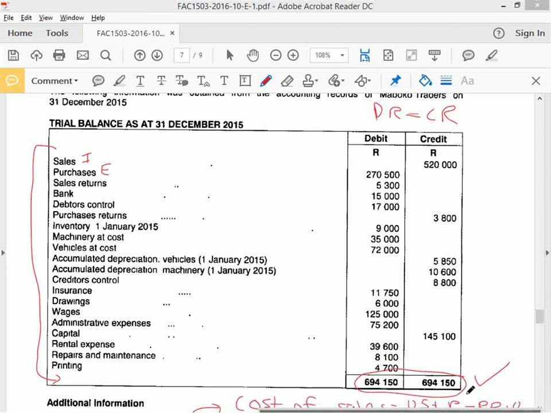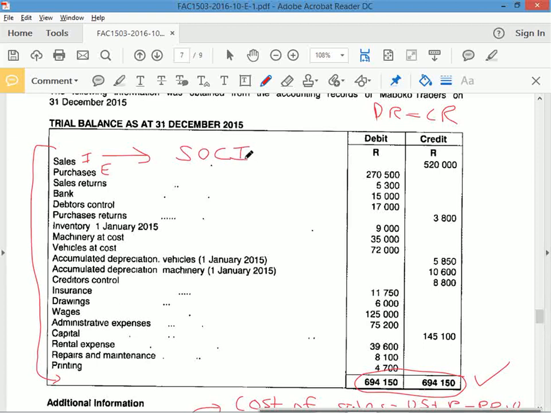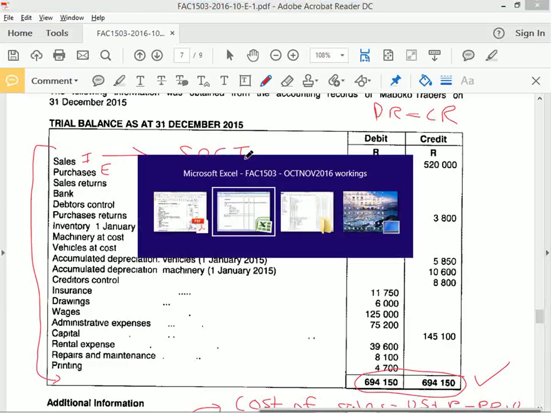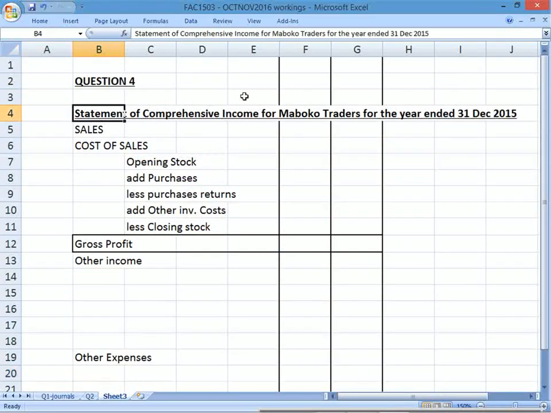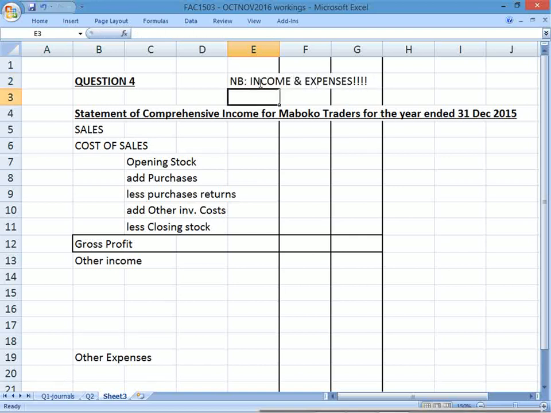Great, so now you've done that, let's check what you did. Okay, sales is income. So if I've got sales, I need to put that income. Sales will go to where? Statement of comprehensive income, because we spoke about that earlier. Okay, we had that summary slide. Statement of financial position has what? Assets and liabilities. Statement of comprehensive income has what? Income and expenses. Okay, so if I'm looking at the statement of comprehensive income, important NB, income and expenses. That's what I'm going to be looking at.